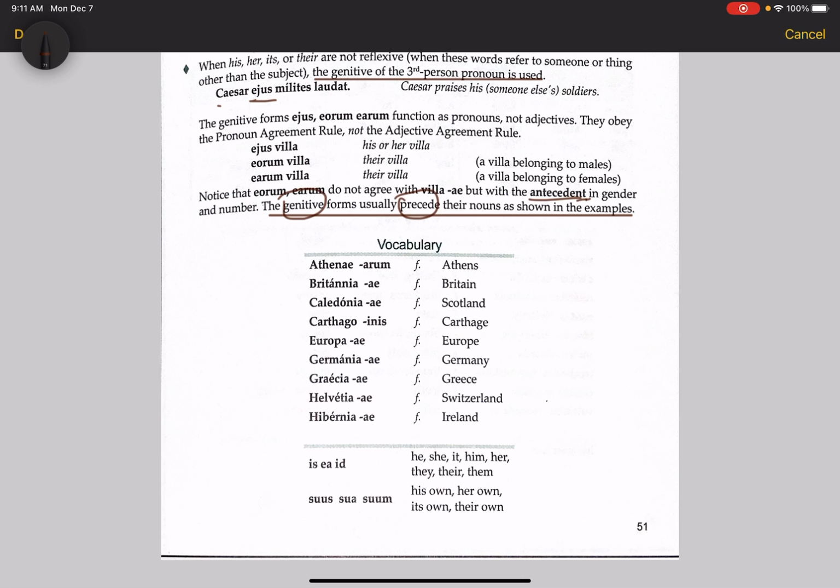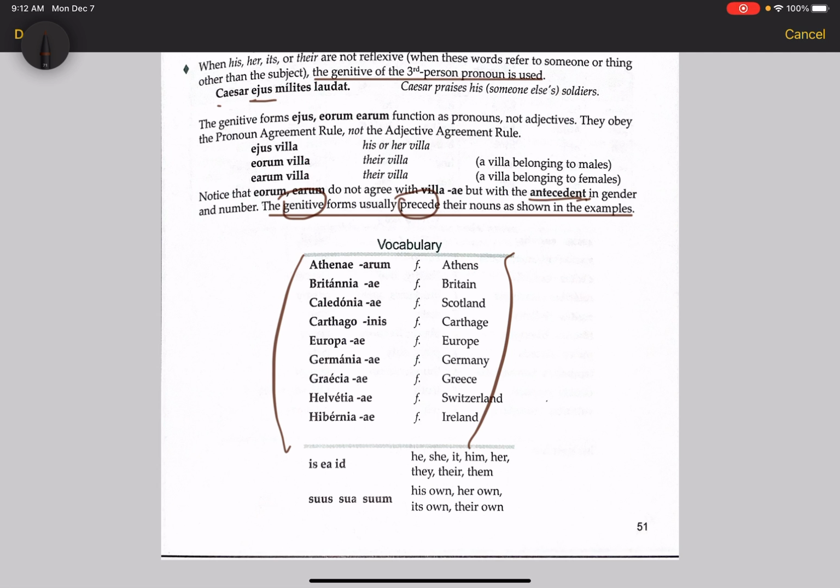Okay, you also have some new vocabulary. All of these are places, as you can tell, and a lot of them are kind of easy to memorize because they're a lot like the English. So Athenae is Athens, Britannia, Britain, Caledonia, Scotland, Carthago, Carthage, Europa, Europe, Germania, Germany, Graecia, Greece, Helvetia, Switzerland, and Hibernia, Ireland.